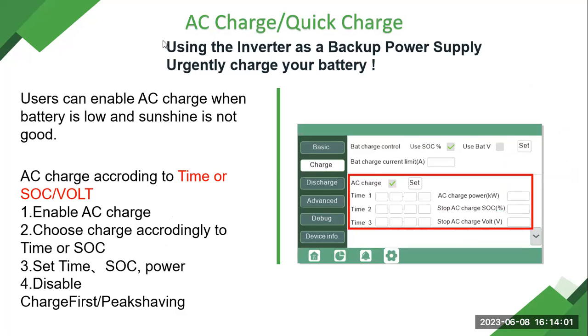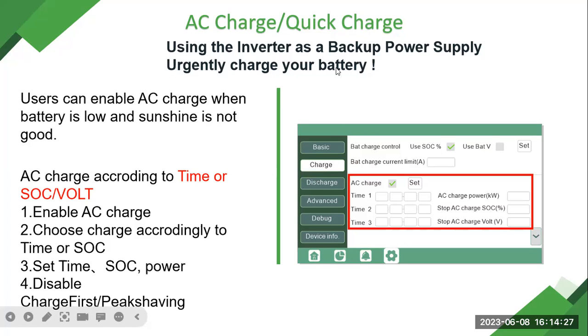Then the next one is AC charge. There are two situations where you may use AC charge. One is that you want to charge the battery urgently, because as I just mentioned, the solar is not enough and you want to charge your battery very soon. Then you can enable AC charge. Also, in our monitor system there is AC charge, I will show later.